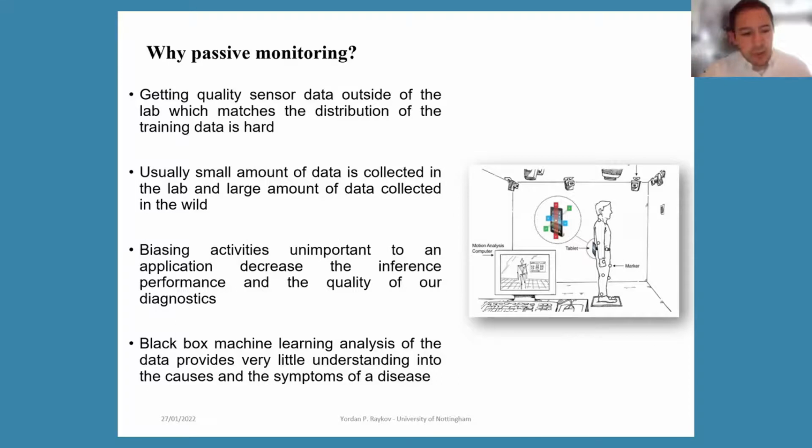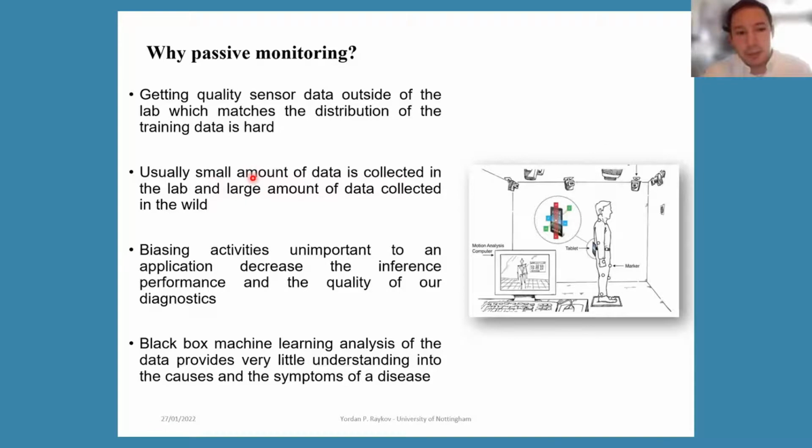And over here, I've pointed out some of the challenges of why you might think that this is not going to happen quite often. Getting quality data outside of the lab, which matches the distribution of the training data, is hard. The patients that are in better condition, and the patients that know how to have well-expressed symptoms, quite often are more likely to attend these studies. And you actually don't get the challenging cases inside of your training data when you're training the prototype algorithm.